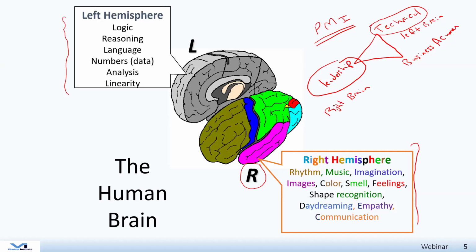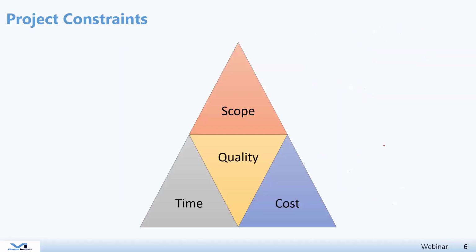During the webinar, I'll make sure that both brains are activated. We'll have fun exercises at the end so that you can make sure that your right brain is engaged as well as your left brain. So remember, as a project manager, you need to understand that both hemispheres of the brain are very important when it comes to project management.